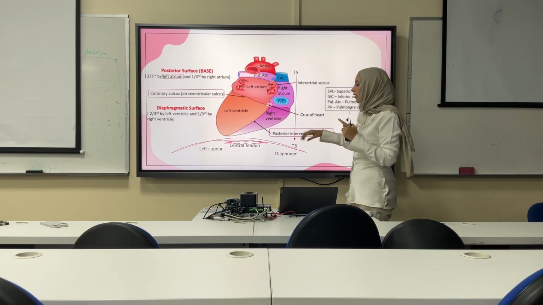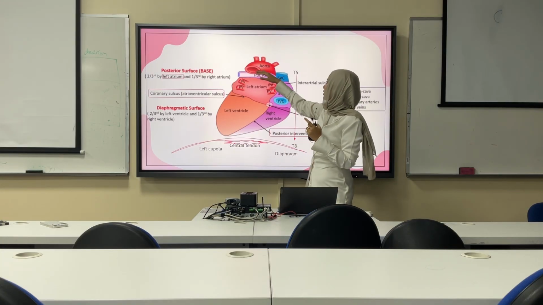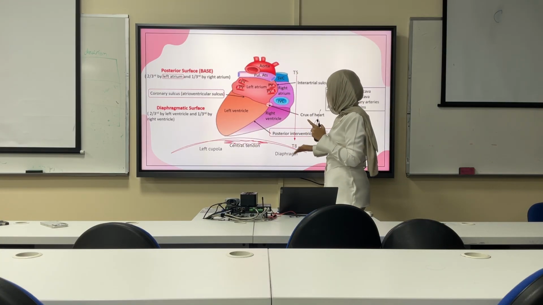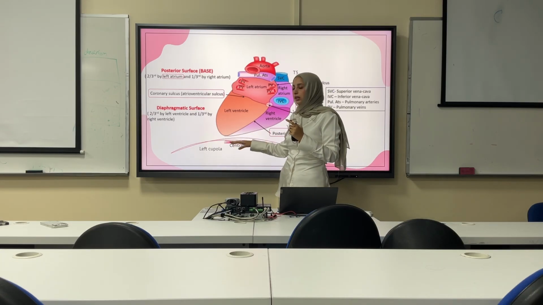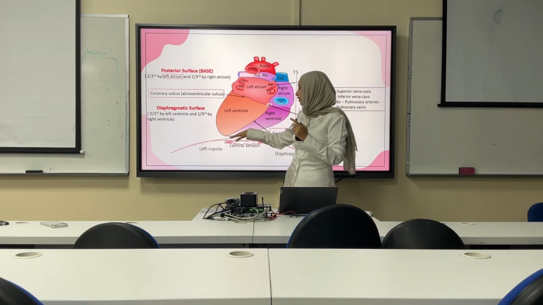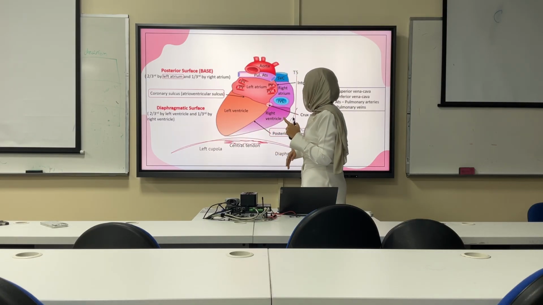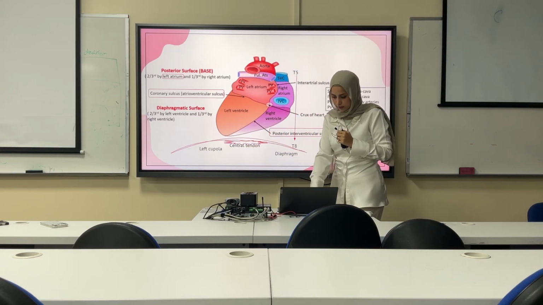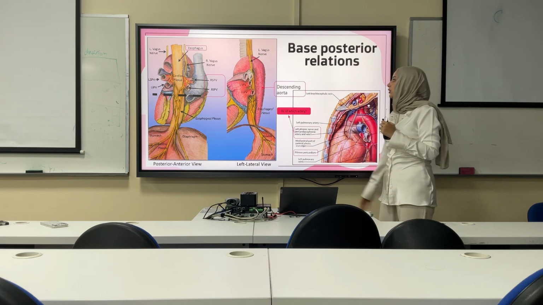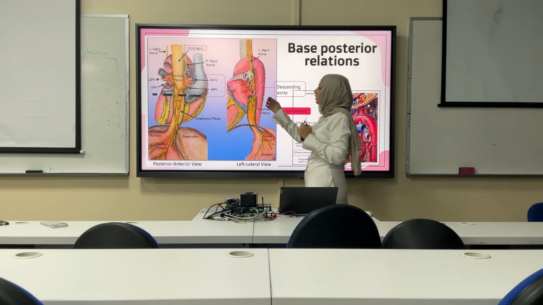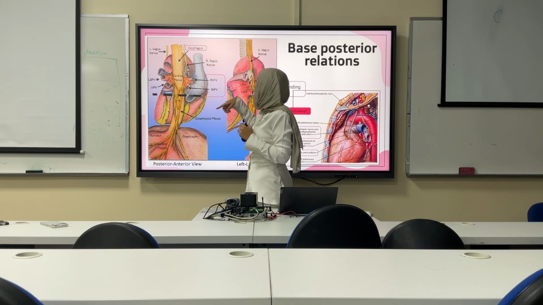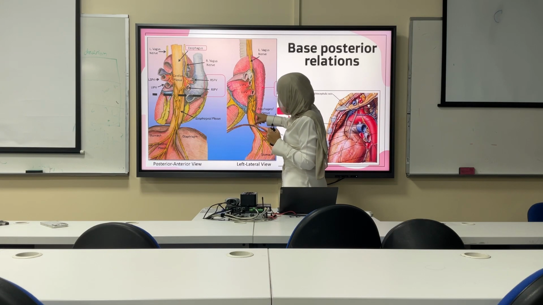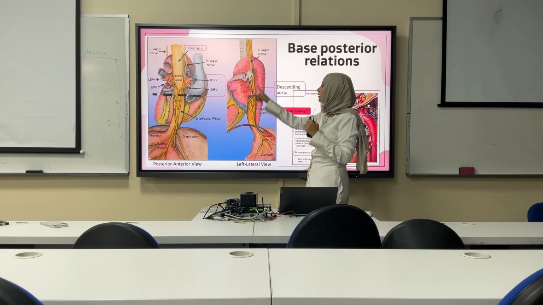What else? Oh, also the levels are very important. You can see here it starts at T5 and then ends at T8. You can see here it sits on the diaphragm. This is the central tendon, so it goes to the left a bit. I think those are the most important things. Now the base posterior relations, as I just said: here you have the right pulmonary veins, and then the esophagus comes first, and then the descending aorta.